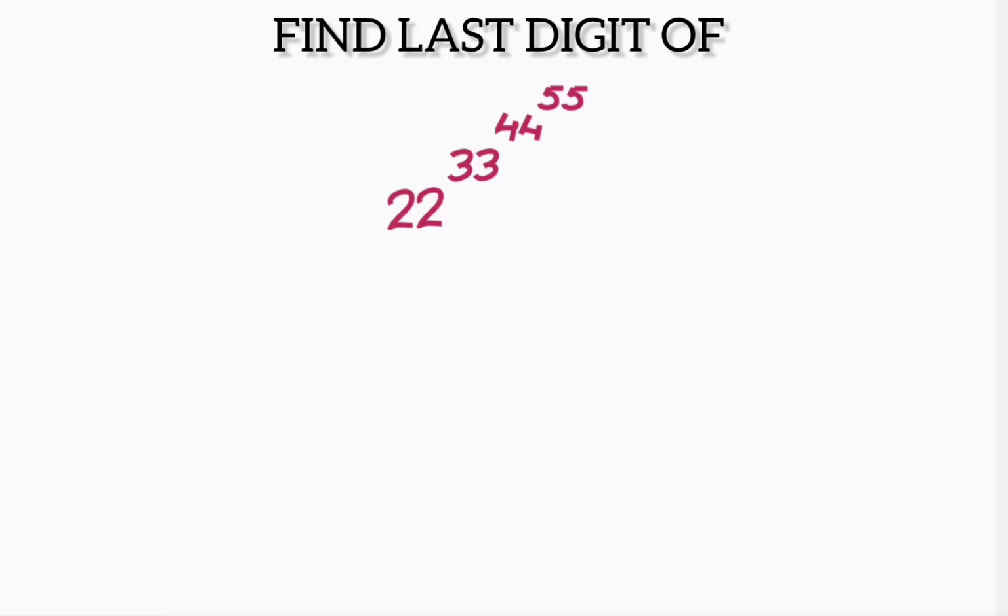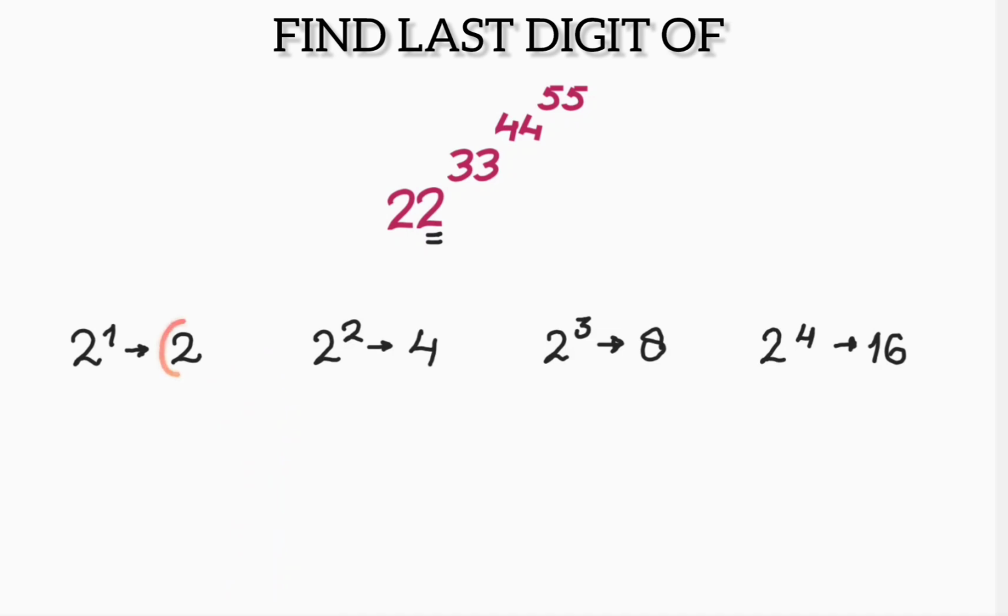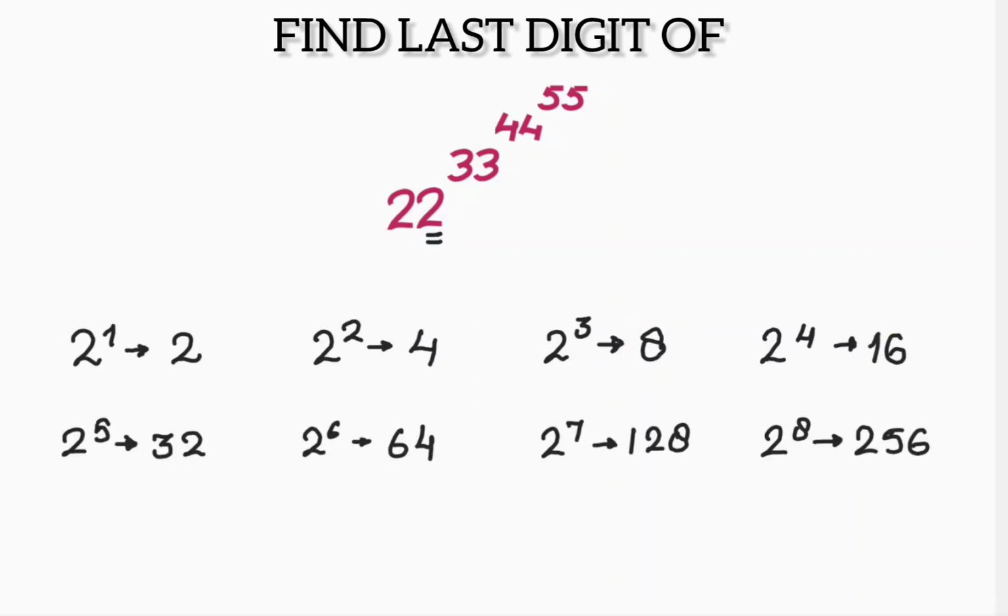First thing, to find the last digit, you only need to focus on the last digit of the base. Here it is 2. If we look at powers of 2, 2 raised to the power 1 ends in 2, 2 square ends in 4, 2 cube ends in 8, 2 raised to the power 4 ends in 6. Similarly, for 2 raised to the power 5, 6, 7 and 8, they all end in the same digit after a gap of 4 numbers. That means all you need to find is the remainder of this number, 33 raised to the power 44 raised to the power 55, when divided by 4.